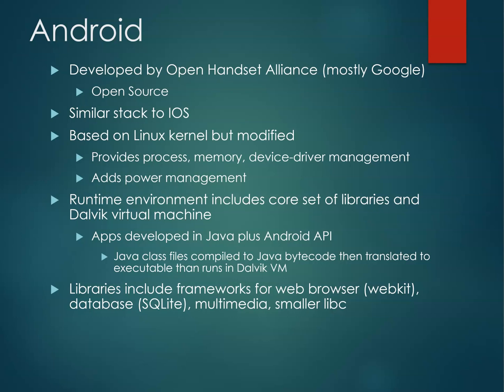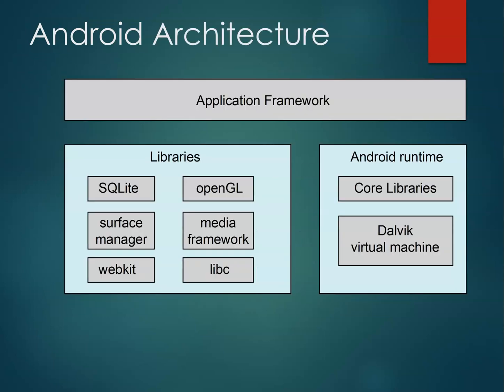One of the nice things about Java bytecode is you can generate it from other languages as well. Libraries include frameworks for web browsing, database, etc. Here's the same architecture. We've got our application framework, our various libraries, and then here we have our core library, which is essentially the core, and our VM.